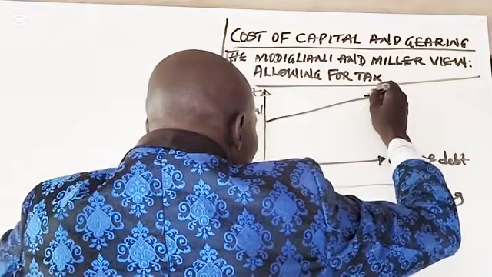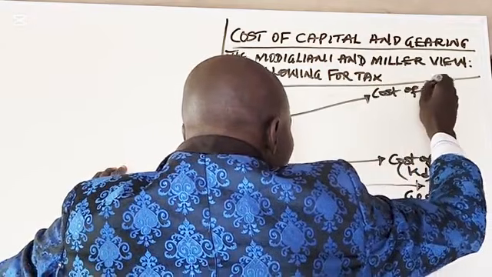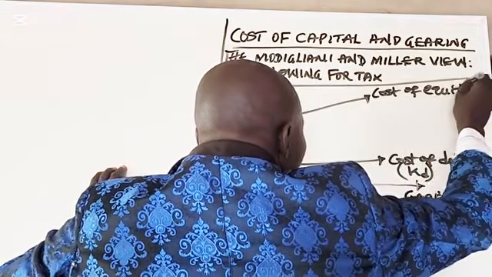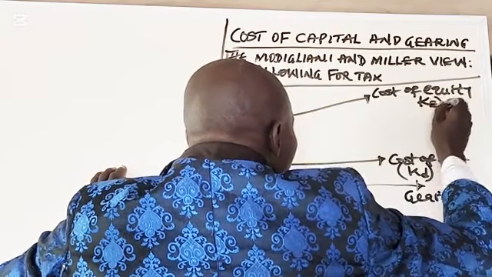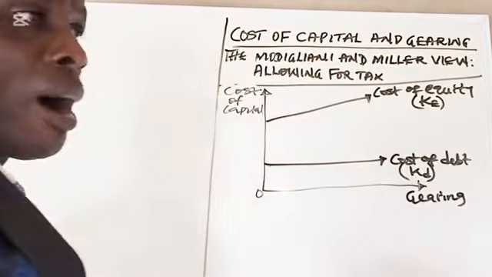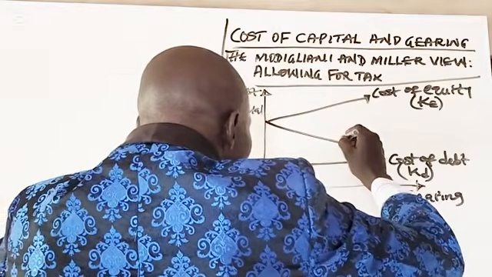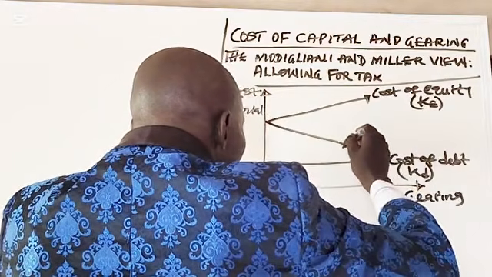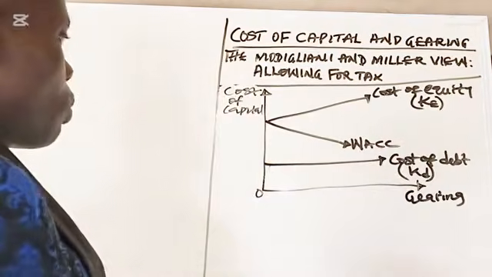This is cost of equity, KE. Then we also have the weighted average cost of capital, WACC.